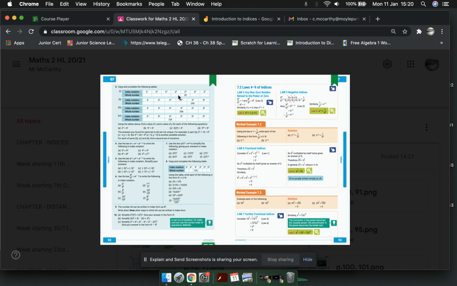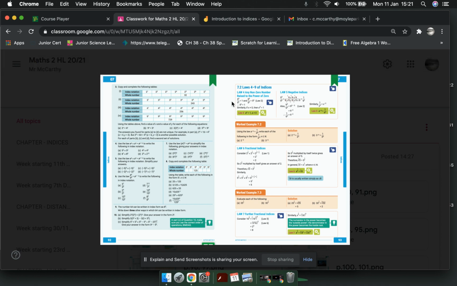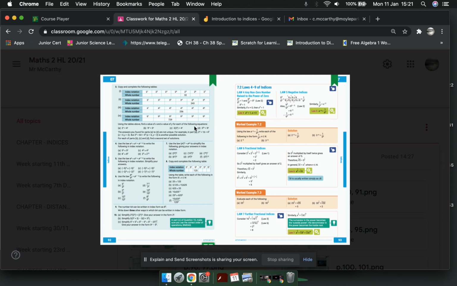So if you have any trouble with that, let me know. I can't figure out how to put that up on the screen, as I don't have the emulator. But that is just an introduction to indices, and we'll continue at a later stage.